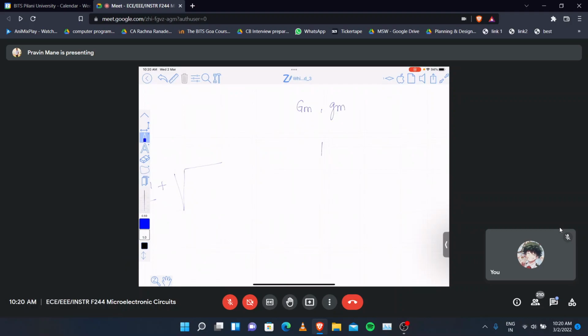Suppose I have a circuit, so I am just drawing a small circuit here. This is V in, and suppose this is a transistor M1, you are taking output from this point. Suppose this is V out. What is small gm? This is RS, suppose. What is small gm? So this is a MOSFET, this is connected to ground, and this is V in.